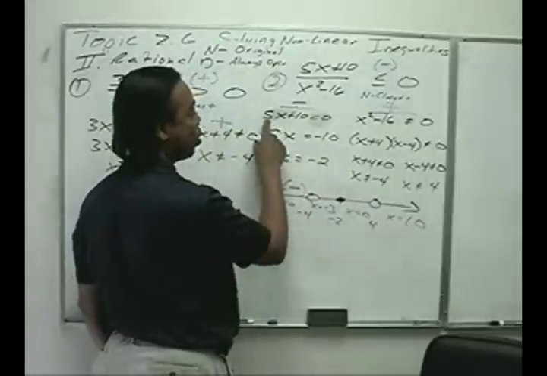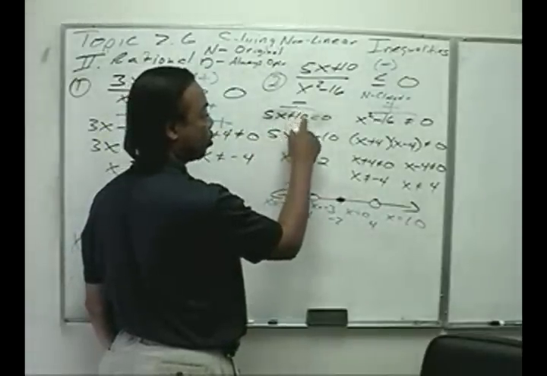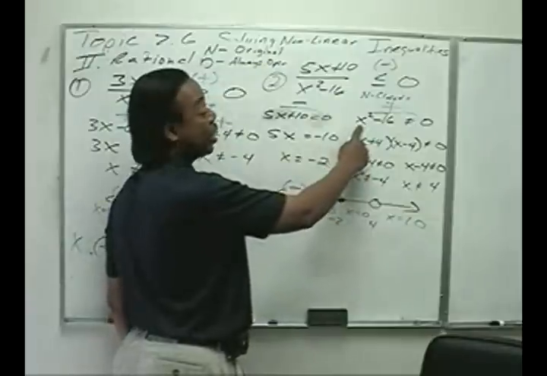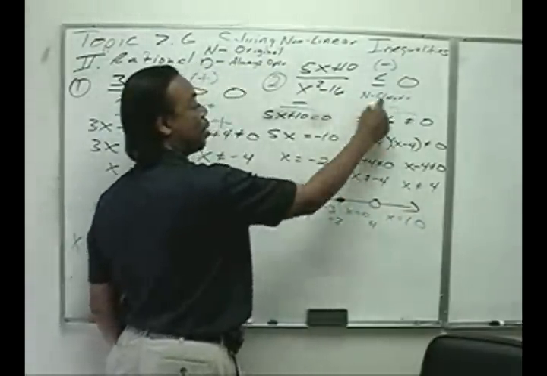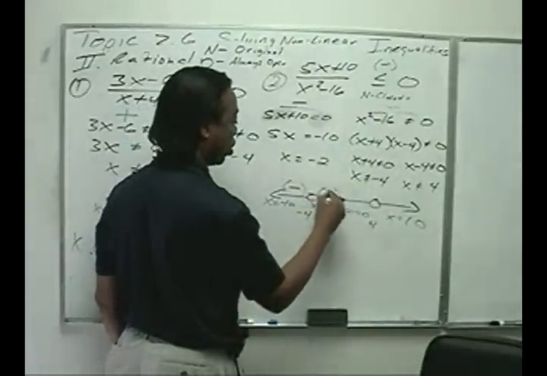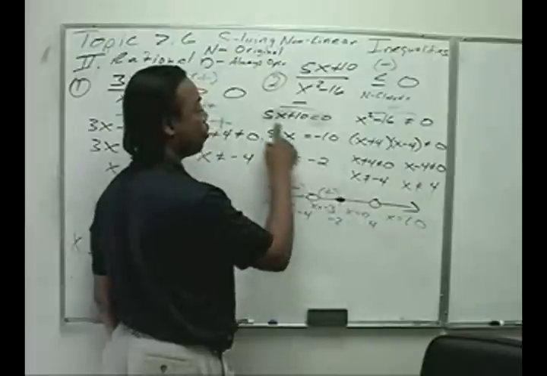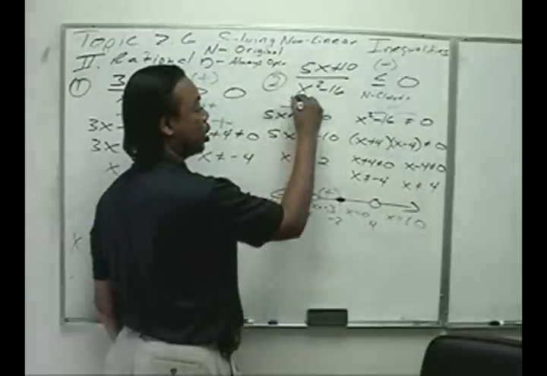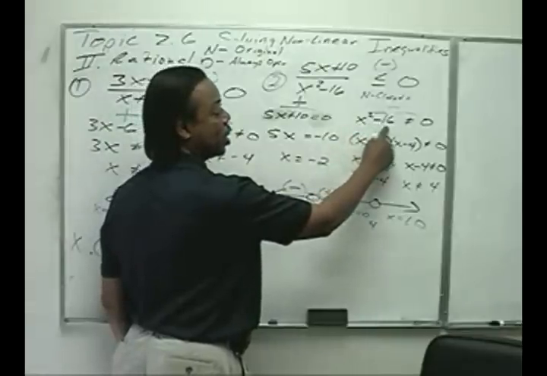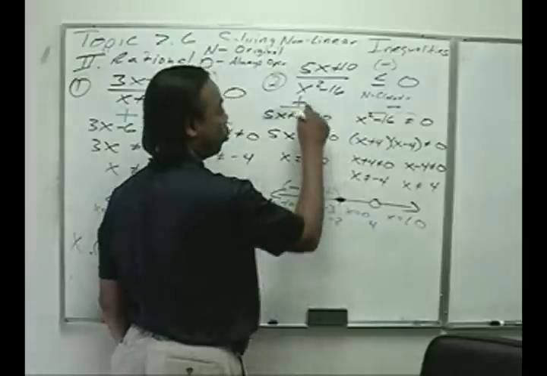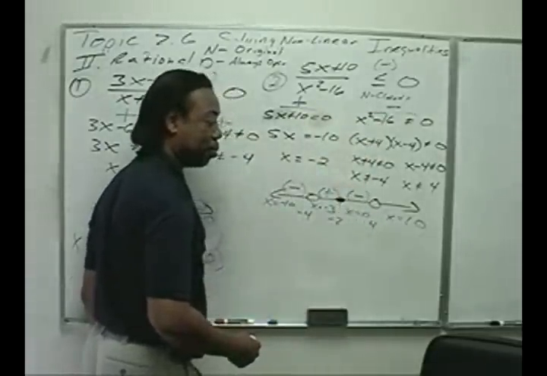Now if x is negative 3, 5 times negative 3 is negative 15. Negative 15 plus 10 is negative. Negative 3 squared is 9. 9 take away 16 is negative. So a negative divided by negative makes this area positive. If x is 0, 5 times 0 is 0 plus 10 is positive. 0 squared is 0 minus 16 is negative. So a positive divided by negative will be negative.